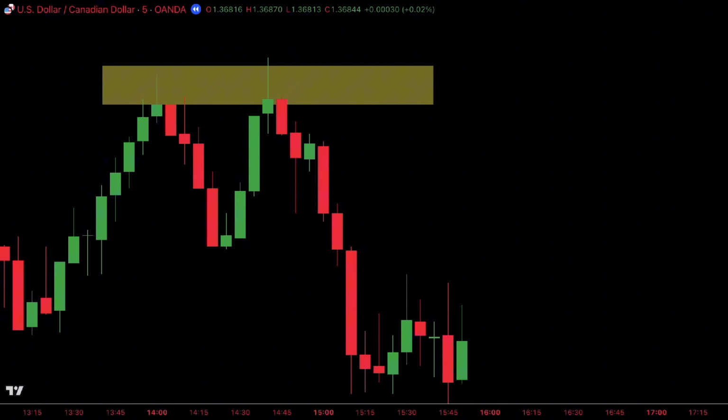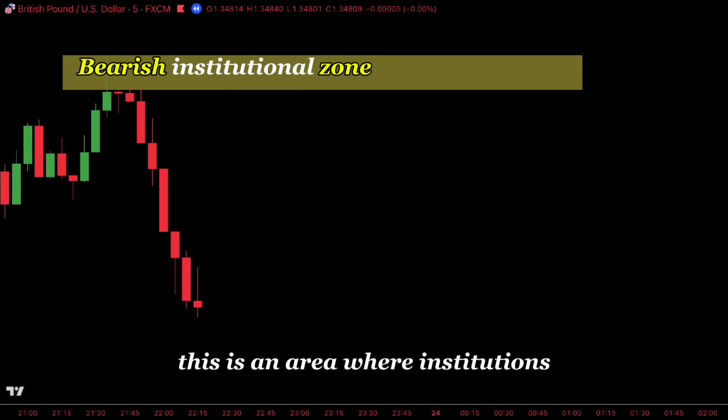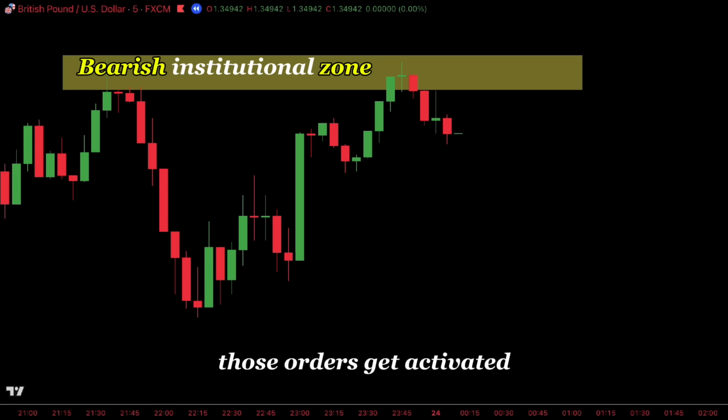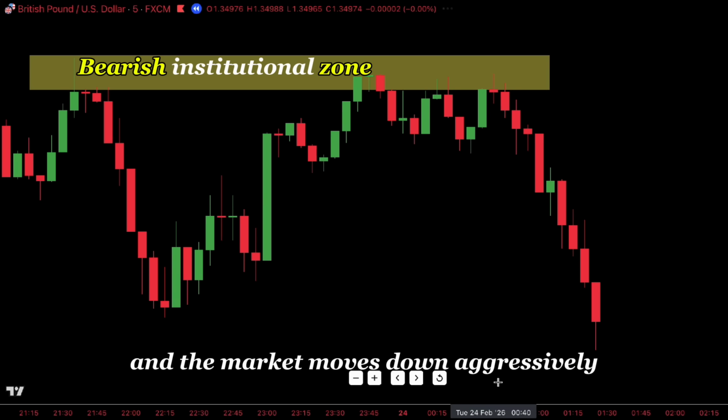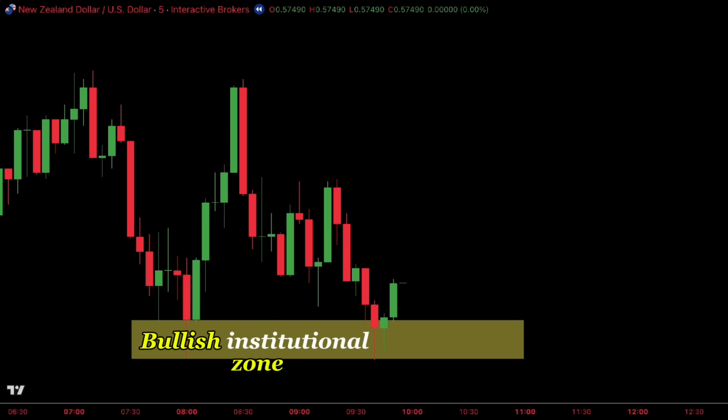Now, there are 2 main types of institutional zones in the market. The first one is the bearish institutional zone. This is an area where institutions consider price to be expensive, so they place sell limit orders. When price returns to this zone, those orders get activated, and the market moves down aggressively. The second type is the bullish institutional zone. This is where institutions consider price to be cheap, so they place buy limit orders. And when price reaches this area again, we often see a strong move to the upside.